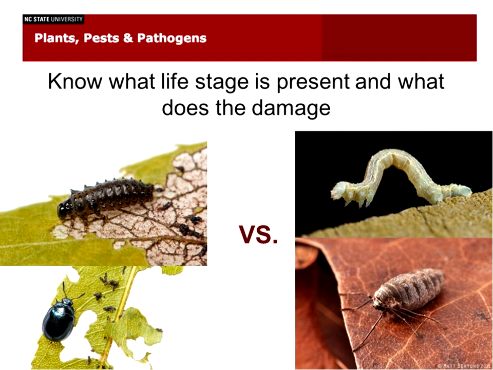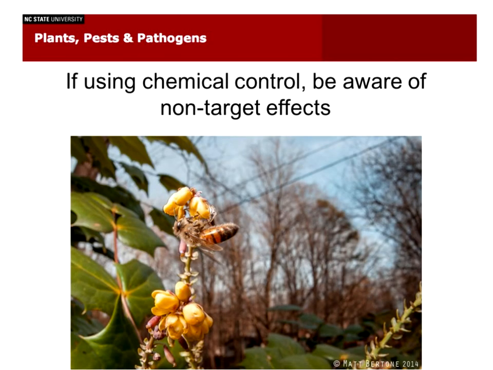So knowing what life stage you have, say an adult of a species that's not doing any direct damage, you may then look out for the larvae later on. And then also, if using chemical control, be aware of non-target effects. If you treat this plant with a systemic insecticide, is it going to go into the flowers and the pollen? Is that going to affect bees? Is it going to affect predators of those insects? Knowing that is going to help you save a lot of time and headache.